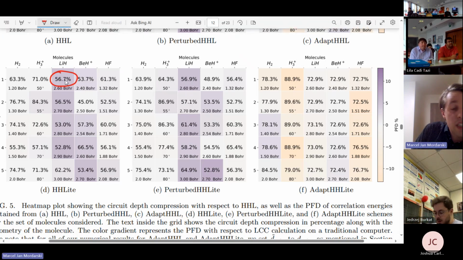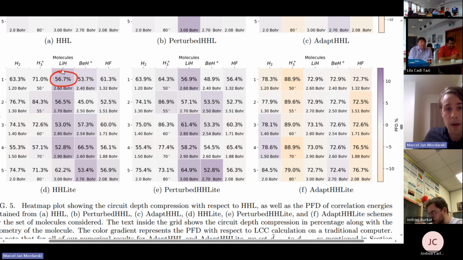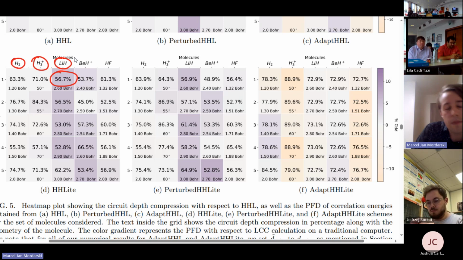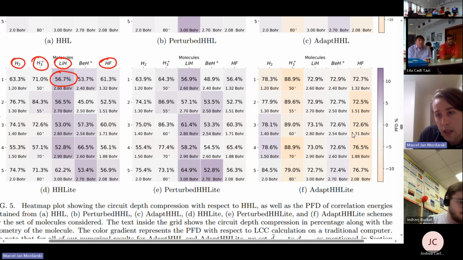Right. These numbers show the reduction in the resources needed to do certain molecular calculations. So what they do in here, they calculate certain energies for molecules like H2, H3+, lithium, for these molecules, hydrofluoric acid, and so on and so on. And this is the reduction in the resources needed.